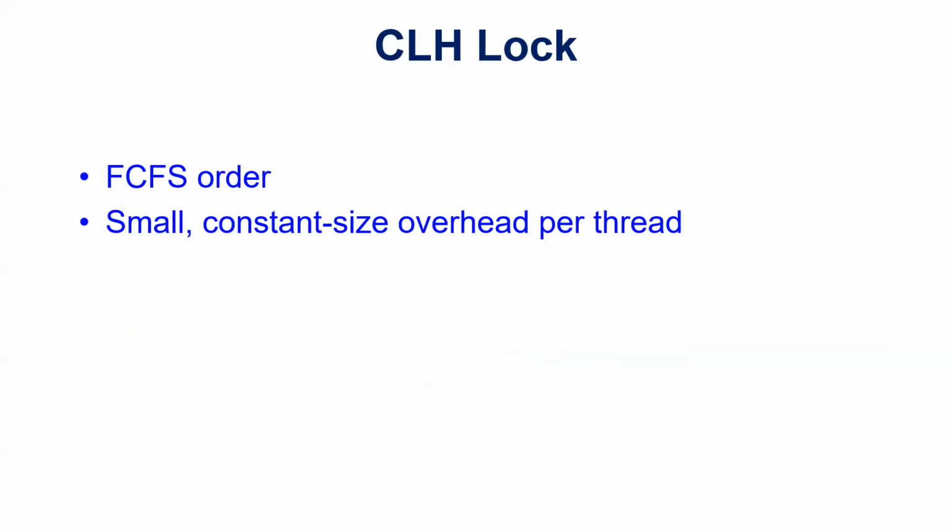Now, when you look at the array lock or Anderson lock, it follows the FCFS order, first come, first served order. So CLH also follows the FCFS order. Whichever thread comes, that particular thread will be executed first. And the size overhead per thread is also very small, right?